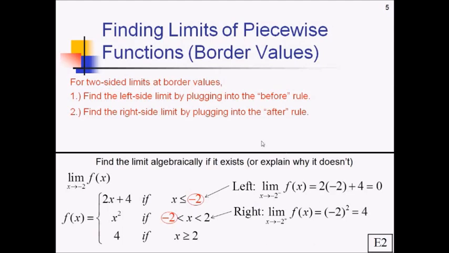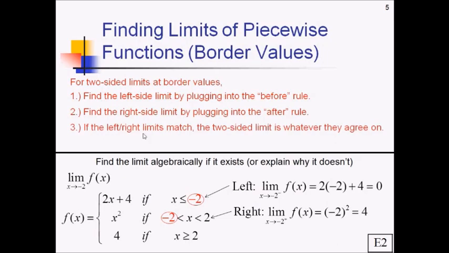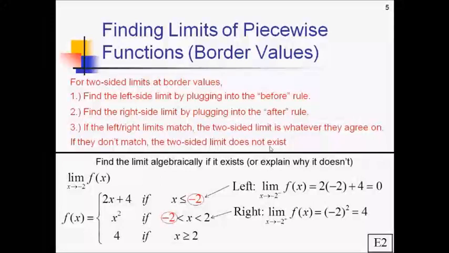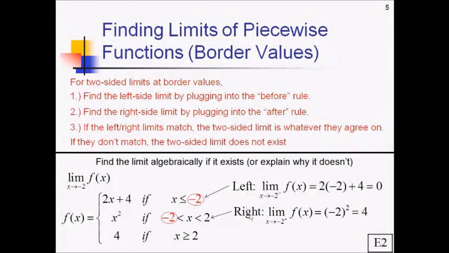Now as our last step here, once we've got the left and right limits, we just compare them. If the left and right limits match, then the two-sided limit is just whatever they happen to agree on. And if they don't match, just like we did graphically, we would say the two-sided limit does not exist. Do our left and right match here?